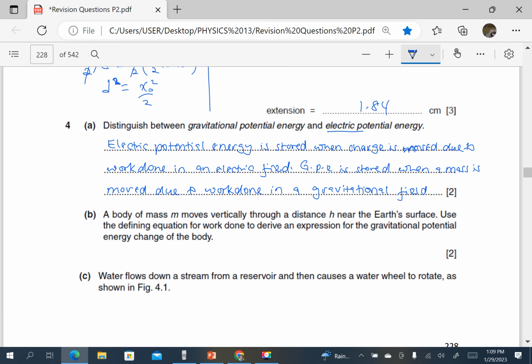A body of mass m moves vertically through a distance h near the Earth's surface. Use the defining equation of work done to derive an expression for the gravitational potential energy. So we know that work done is equal to force times displacement in the direction of force.